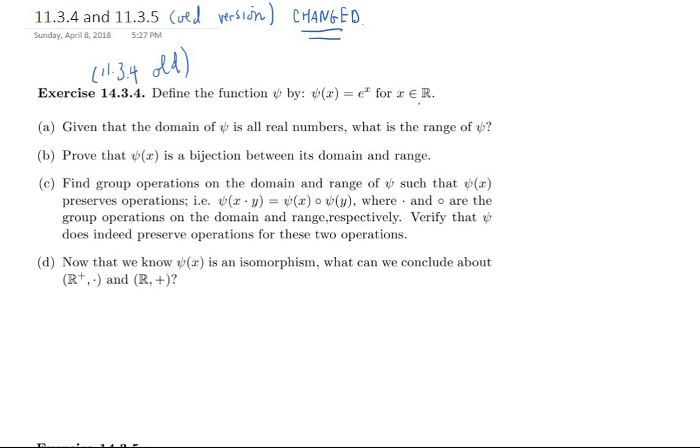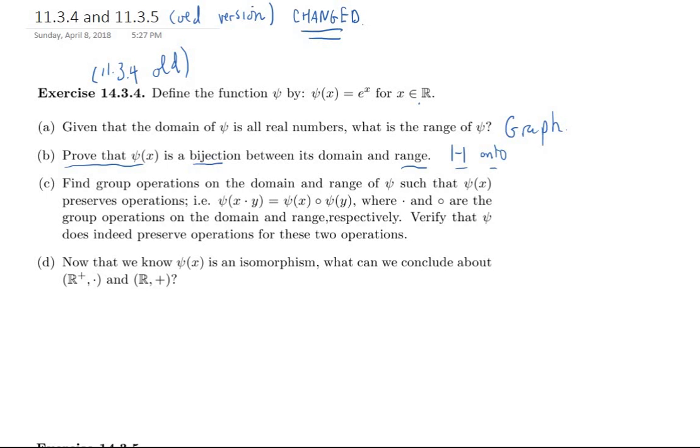So problem A says, given that the domain of C is all real numbers, what is the range of C? Right. So here I didn't really ask for a proof. I suggest if you don't know the answer, you can graph and see what values this function takes. In part B, you need to prove that C is a bijection between its domain and its range. All right. So remember, bijection is one-to-one and onto.